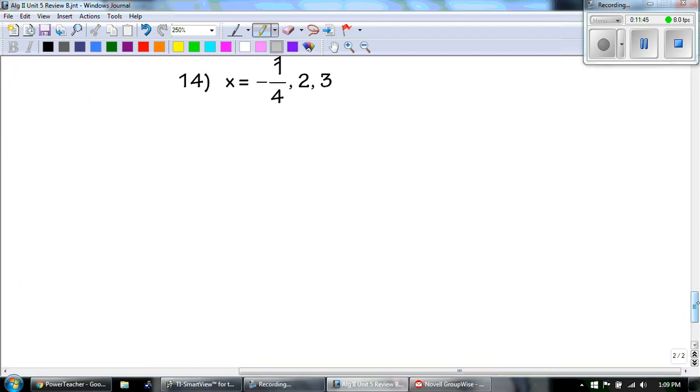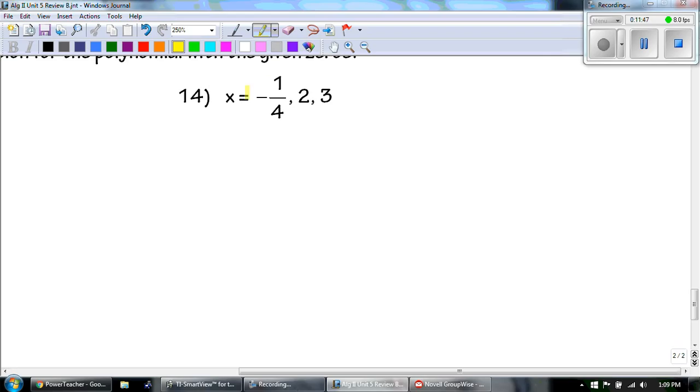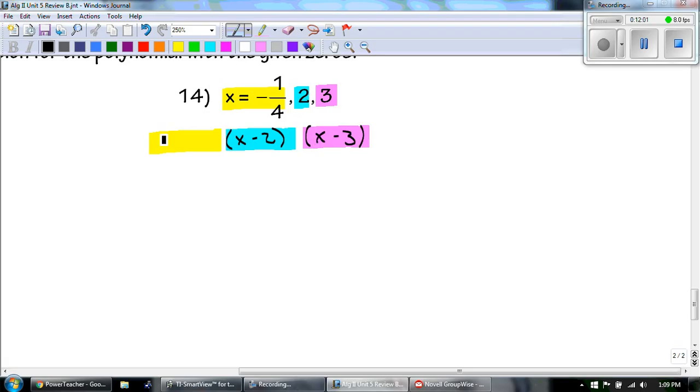Okay, now the only thing that's different about number 14 is that first one, the 1/2, -1/2. The other two are easy. Well, that's x minus 2 and x minus 3. So just remember that the bottom number is our x, and then we take the opposite. And the rest is the same, guys.